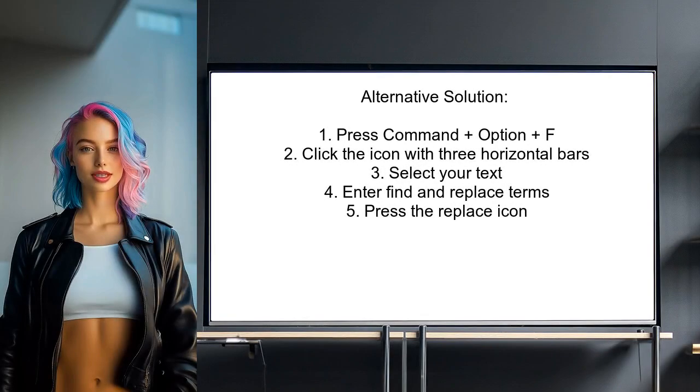One user suggests a method for find and replace in Visual Studio Code on a Mac. First, press Command, Option, and F to open the Find and Replace menu. Then, click the icon with 3 horizontal bars. Select the text you want to modify, enter your find and replace terms, and press the Replace icon.